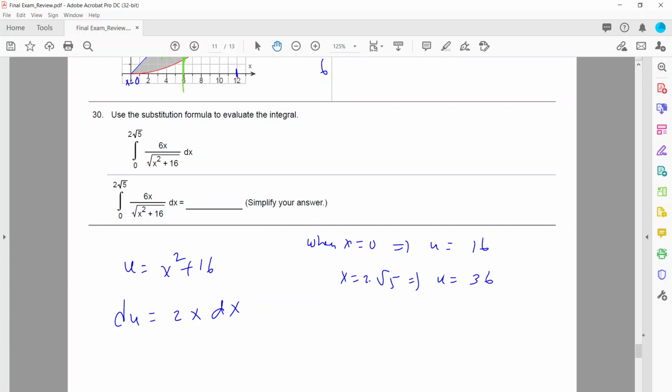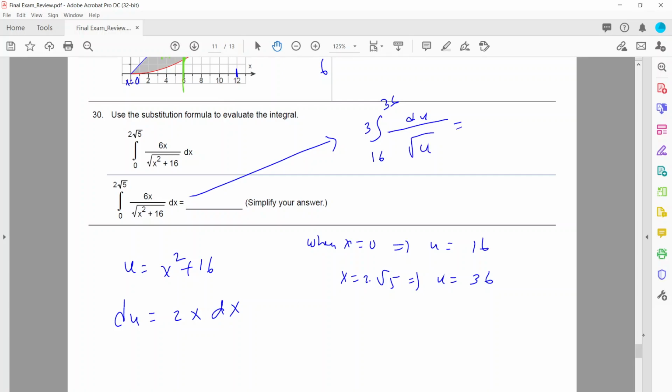So after this substitution, this problem becomes now from 16 to 36. I can replace this 2x, so there is still 3 because 6x can be written as 3 times 2x. 3 can be taken outside. 2x dx can be replaced by du, over the bottom part, which can be replaced by square root of u.